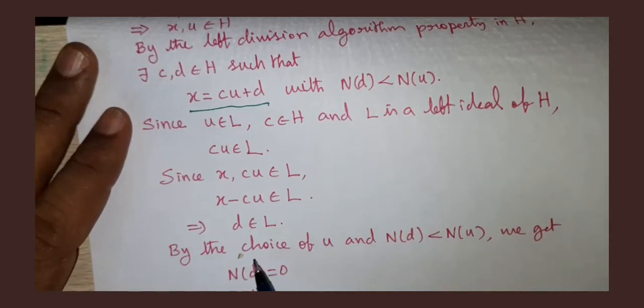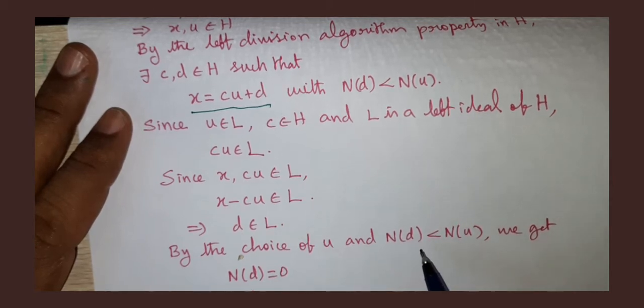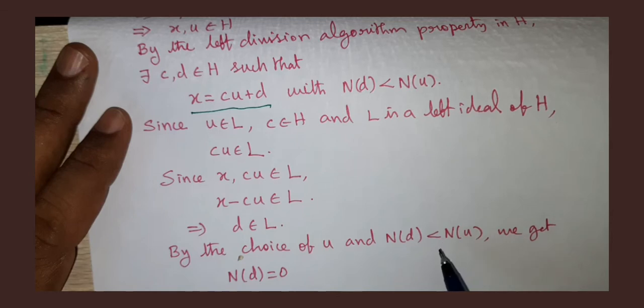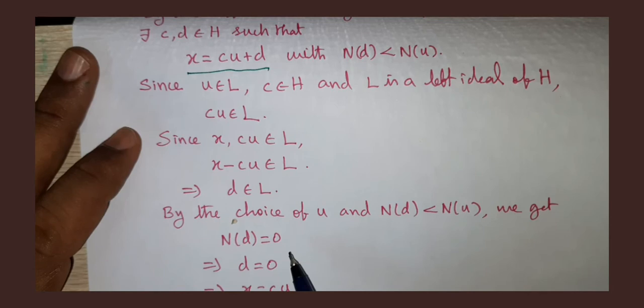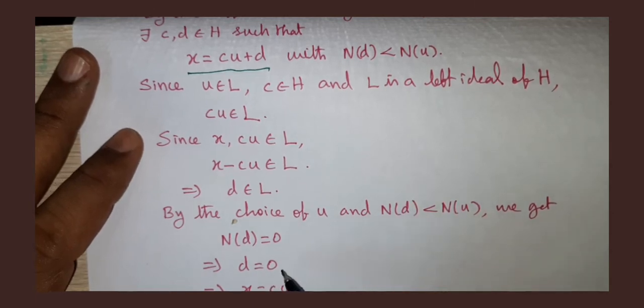Okay. Now by the choice of U, how have we chosen U? n of U is the minimum norm among all the norms. But here we are getting n of D is less than n of U. n of D is a smaller number than n of U, which is not possible. This is possible only if n of D is 0. So n of D becomes 0. If norm of an element is 0, then the element itself is 0 from the properties of norm, which gets D equal to 0. So ultimately D becomes 0.